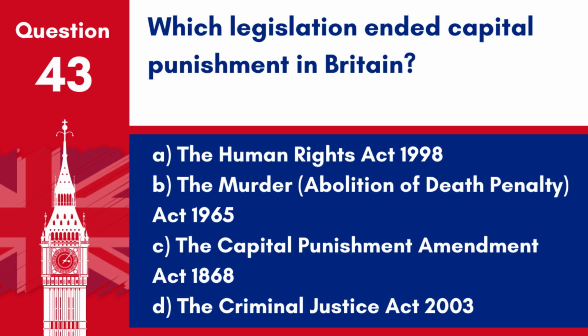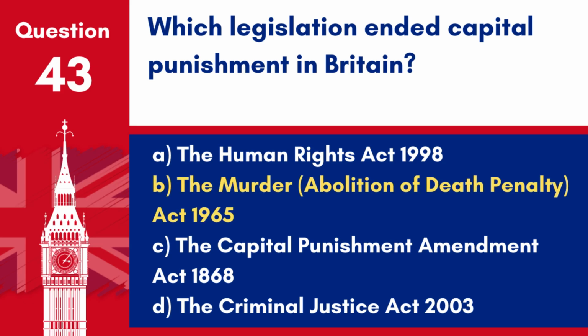Question 43. Which legislation ended capital punishment in Britain? A. The Human Rights Act 1998. B. The Murder, Abolition of Death Penalty Act 1965. C. The Capital Punishment Amendment Act 1868. D. The Criminal Justice Act 2003.